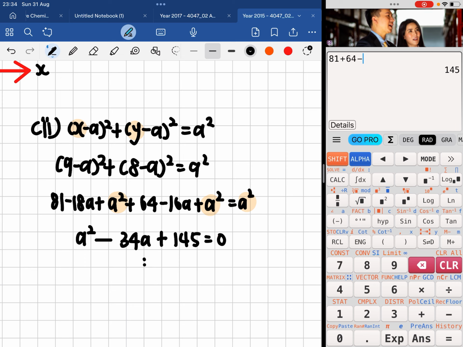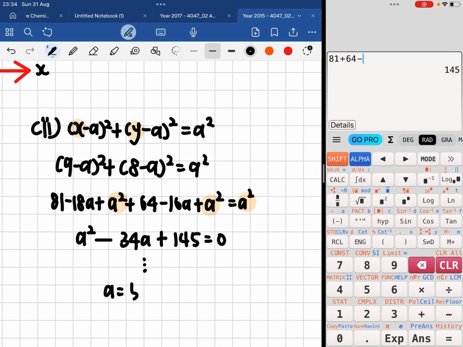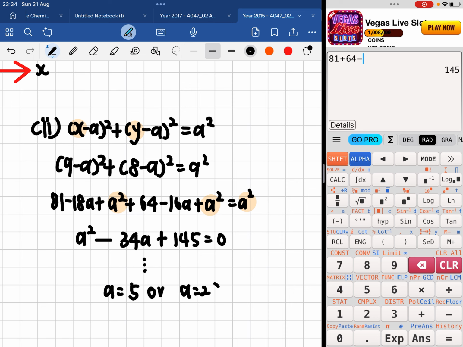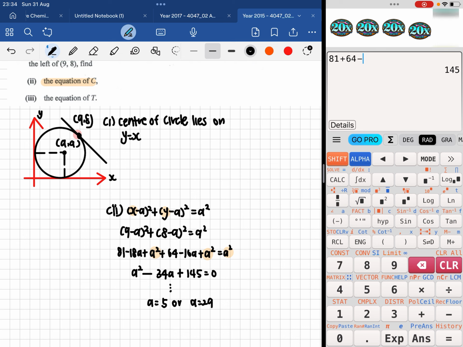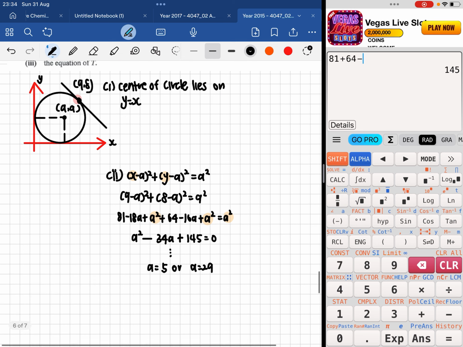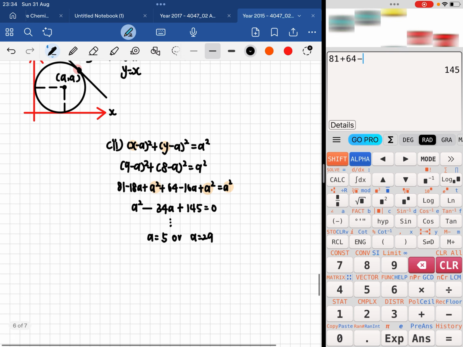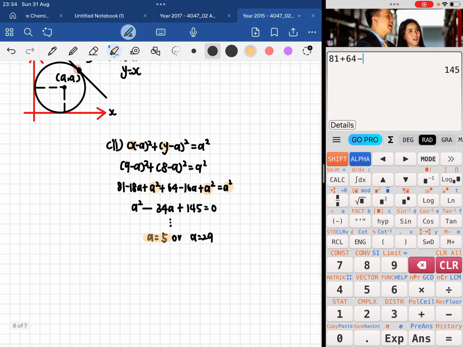Okay, so when I use my calculator, a is 5 or a is 29. But you see, the 9 and 8 must be higher and to the right. So that means a must be smaller than 9 and smaller than 8 also. So I will choose a equals 5 and reject a equals 29.